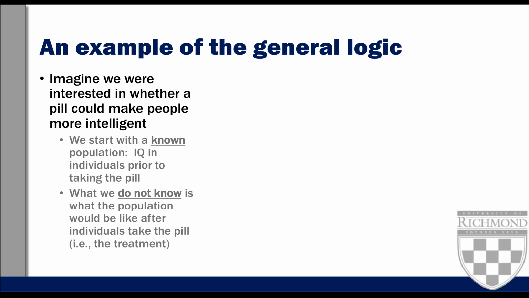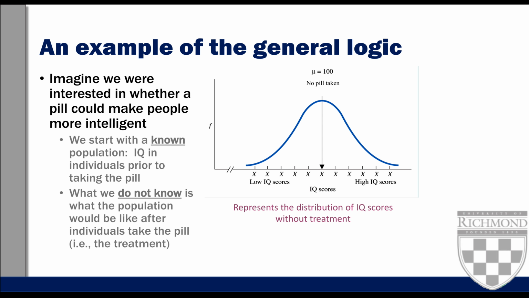What we don't know is what the population will look like, okay, what those population parameters will be after individuals take the pill. And the reason we don't know that is because we really don't know the size of the effect of taking the pill. How many IQ points will somebody get a boost in? Will it be 5 points, 10 points, 20 points? We don't know. So what we know is the parameters when people don't take the pill. What we don't know are the parameters when people do take the pill, if the pill is effective.